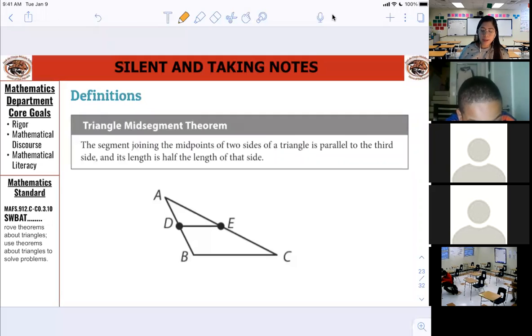Okay, triangle midsegment theorem. Tyrone? The segment joining the midpoints of two sides of a triangle is parallel to the third side, and its length is half the length of that side. Okay, take a moment to write it down while I finish this last bite of my lunch. We had midpoint, now we have midsegment.